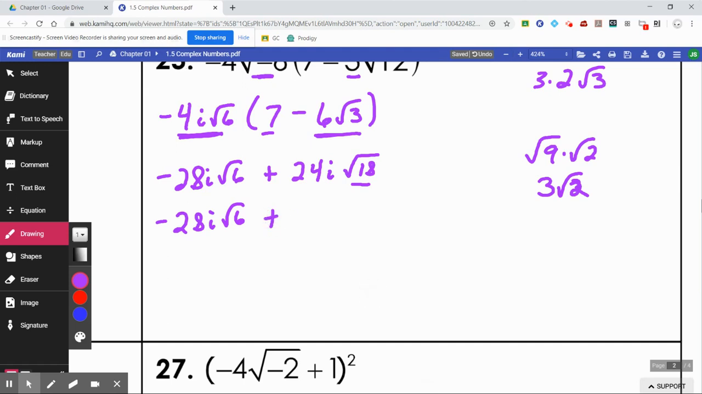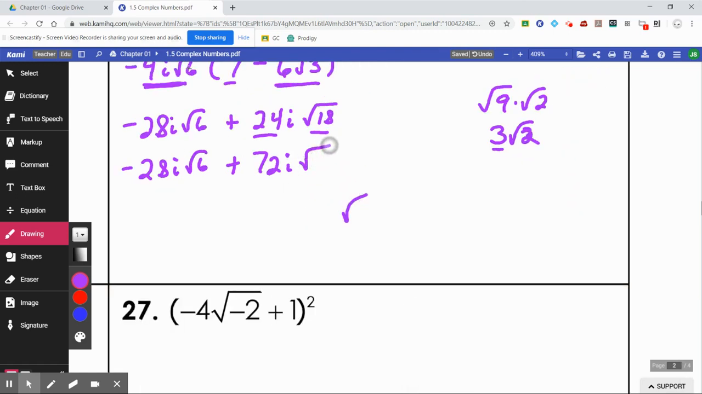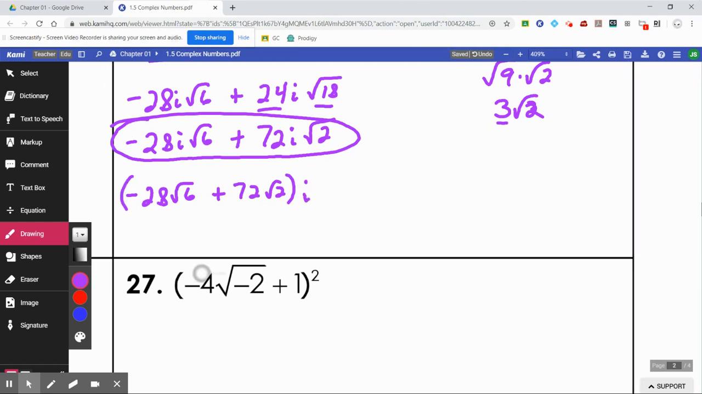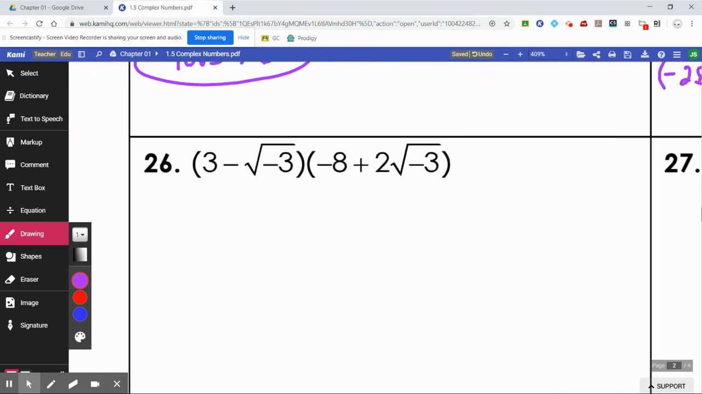plus 3 times 24 would be 72i root 2. And we can leave our answer like that. If you wanted to see what the actual coefficient was on i, you could factor i out. This is not necessary, but you could write this as negative 28 root 6 plus 72 root 2 and put that in parentheses and put the i afterwards. I just factored i out, is all I did on that step.